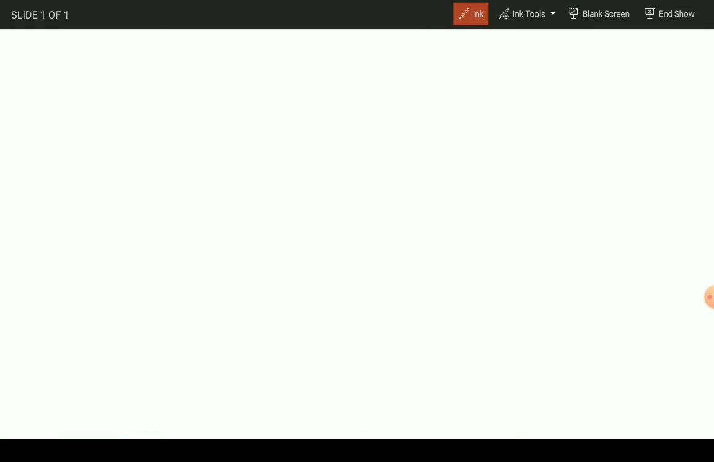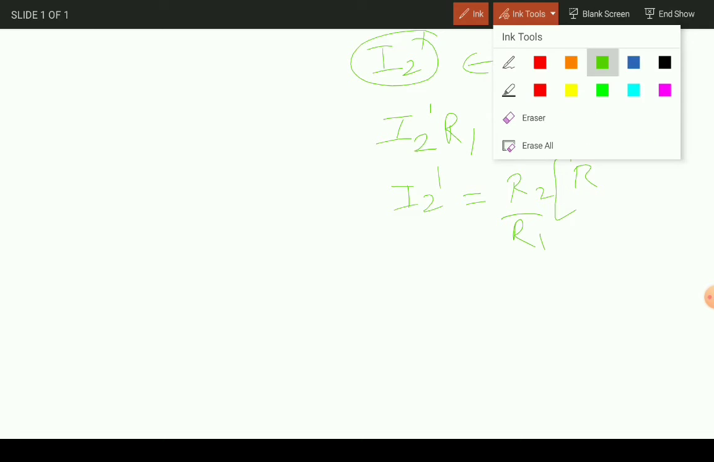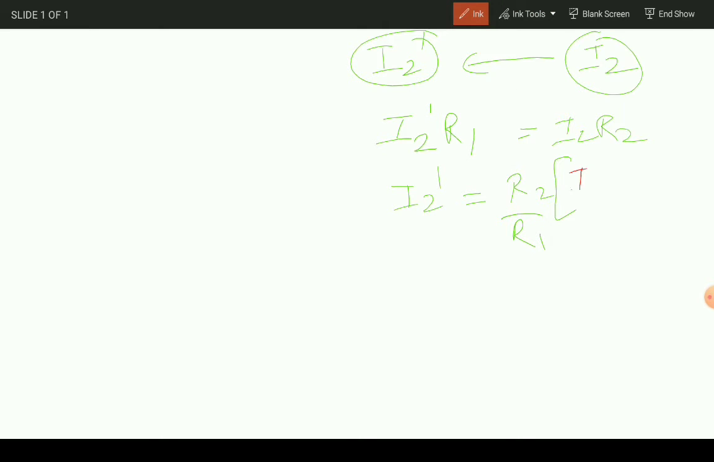Next one, current. The current in the secondary is I2. When it goes to primary, it becomes I2 dash. When the current is in the secondary, the voltage is I2 R2. When this current is in the primary, the voltage is I2 dash R1. So we want to know I2 dash, which is equal to R2 by R1 times I2. So this is the formula for I2 dash.